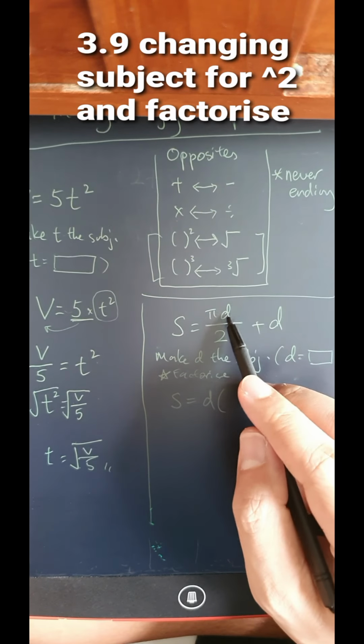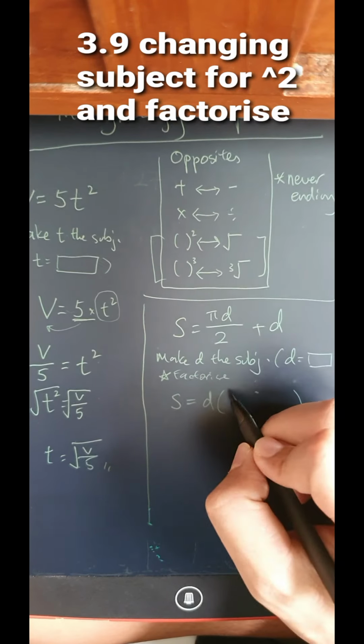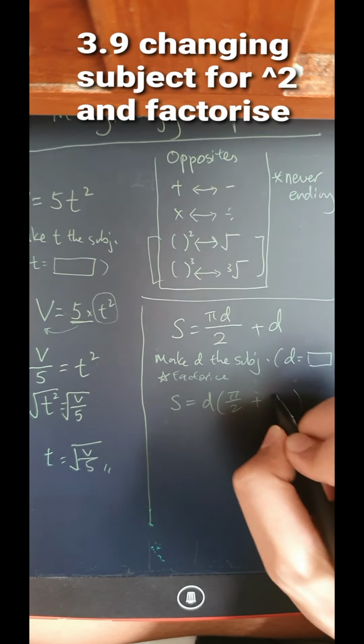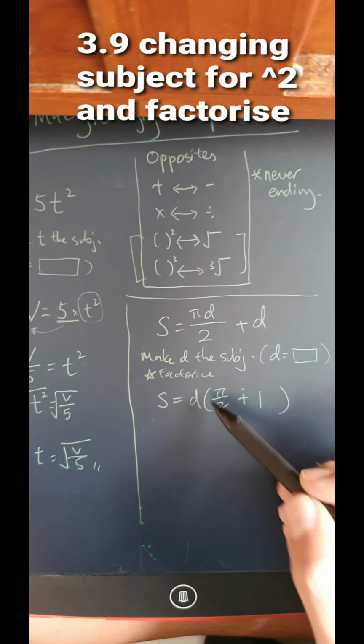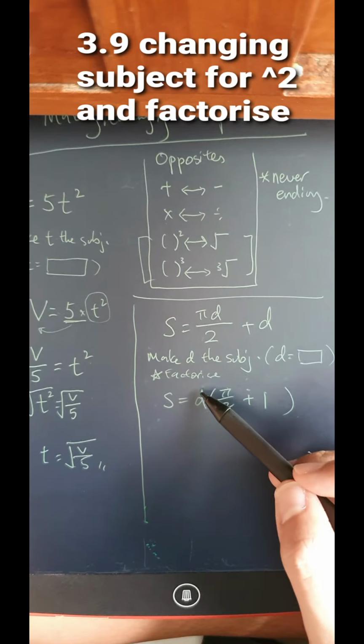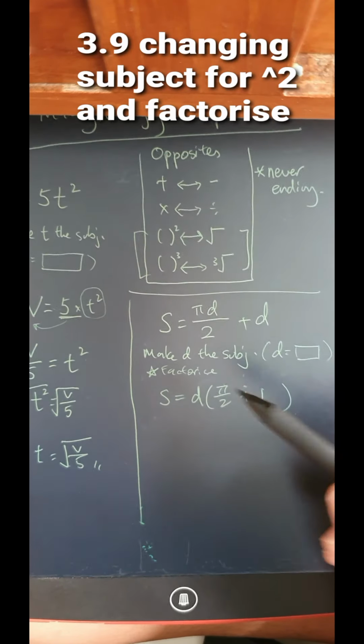First term, I take out the d already. What's left? Pi over 2, right? Because pi times d, pi over 2. Second term, I take out the d, you divide d, it becomes 1. Just to check, you expand it back in. D times this gives you pi d over 2. D times 1 gives me d. So what I've just done is factorize.